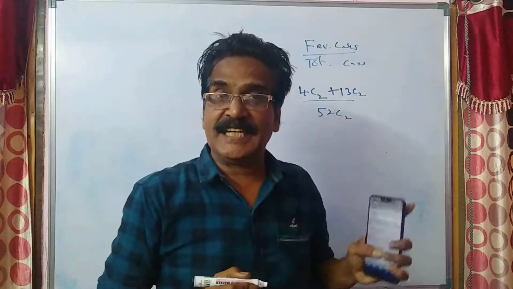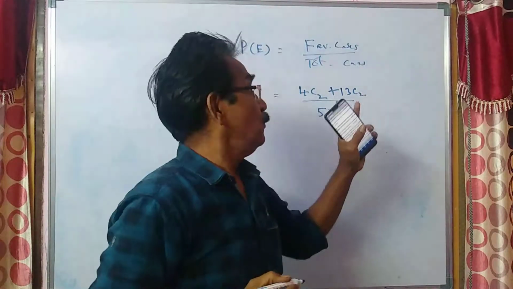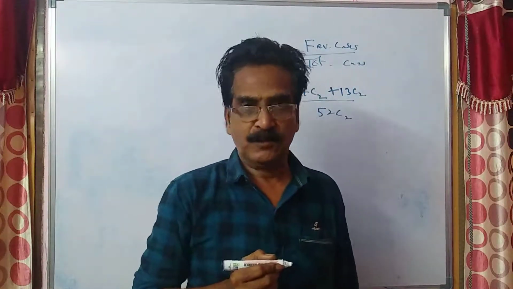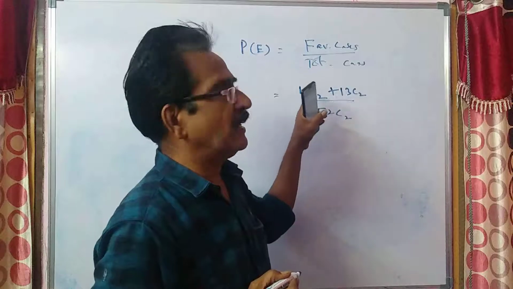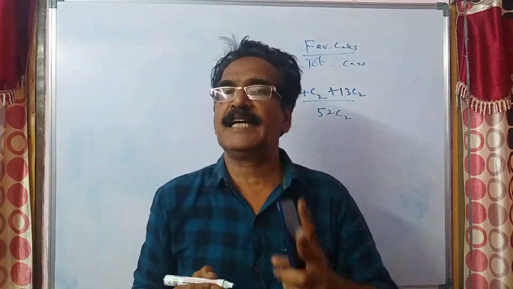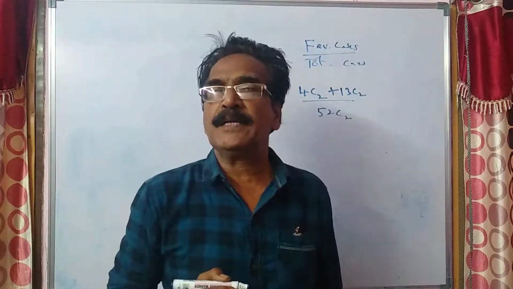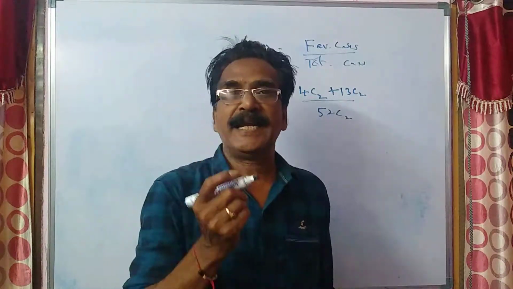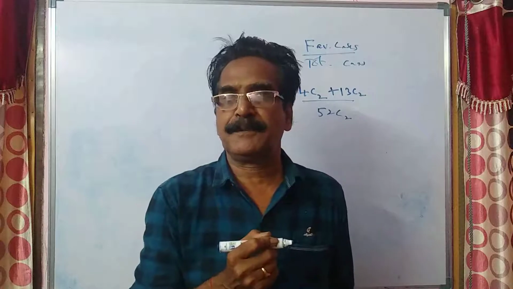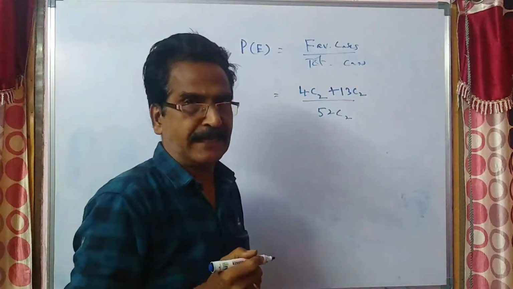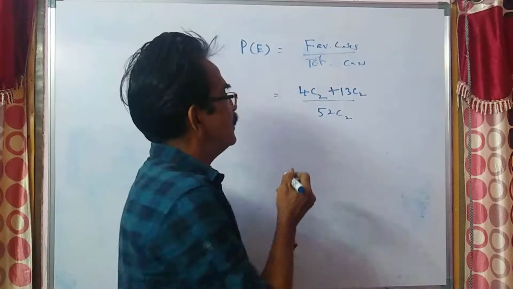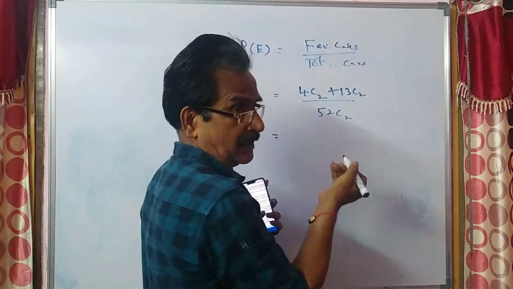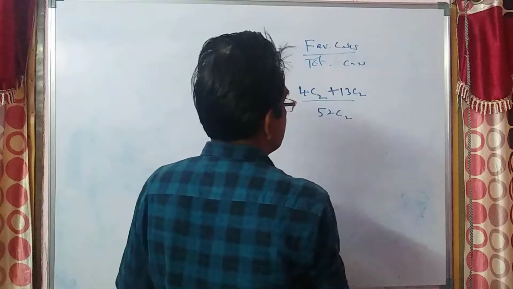Whether there is any intersection: two diamond queens? Only 1 diamond queen will be there. So two diamond queens will not be there. So here you need not subtract 1. In the previous problem we subtracted 1, but here there is no need of subtracting. There is no intersection of two diamond queens.